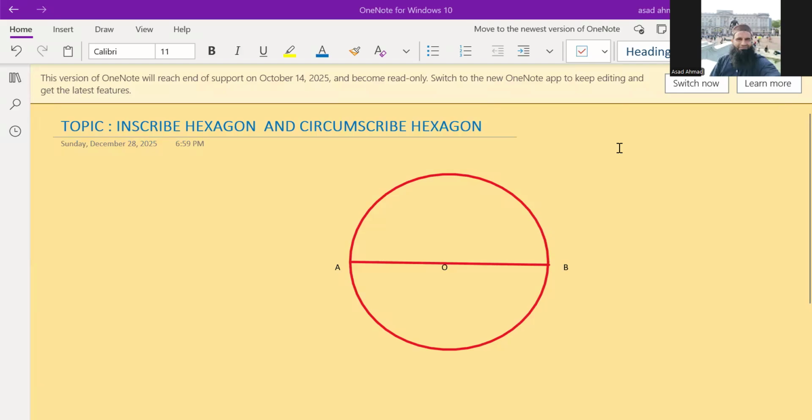The topic is about inscribed hexagon and circumscribed hexagon. Exercise 13.2, question number 8: you have to draw a hexagon, a 6-sided diagram. The format is that you have to draw a circle with whatever radius is given in the question, 3 centimeter or 4 centimeter. You just need to draw one circle and then you will draw one diameter.